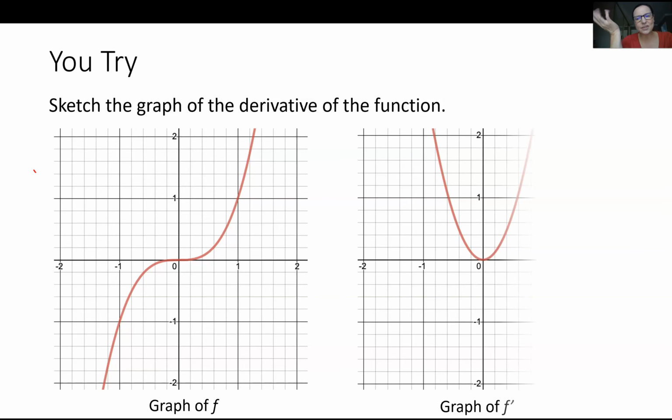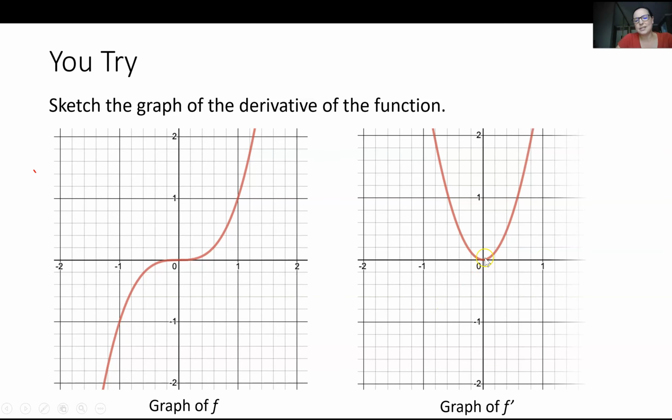So hopefully you have a graph that looks something like this, where the first thing we would notice is that this function looks really flat at the x value of 0, meaning a tangent line right there would be horizontal, which would have a slope of 0. That slope of 0 would translate into a y value of 0 on the graph of the derivative. Then the slopes are all positive. This whole entire graph has only positive slopes. On the left side, if I drew a tangent line, it would be positive. On the right side, it would also be positive.